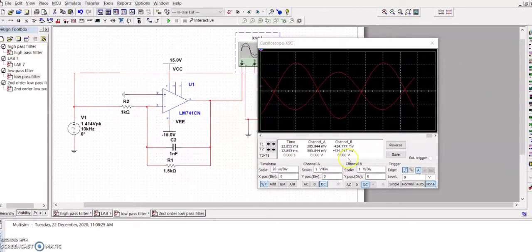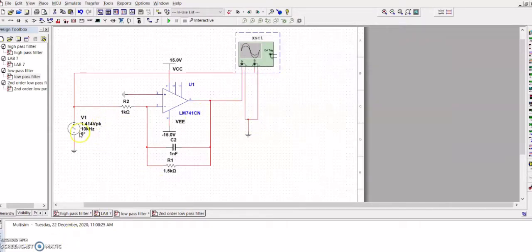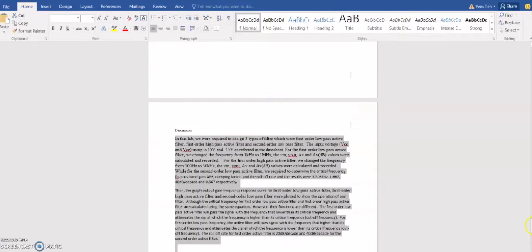This is our curve, and the output for the op-amp is 2.101, and the input is 1.399, which is pretty similar to the 1.414 V peak. Then we are required to change the frequency from 1 kHz to 1 MHz, and all the results are recorded in the form of a table here.